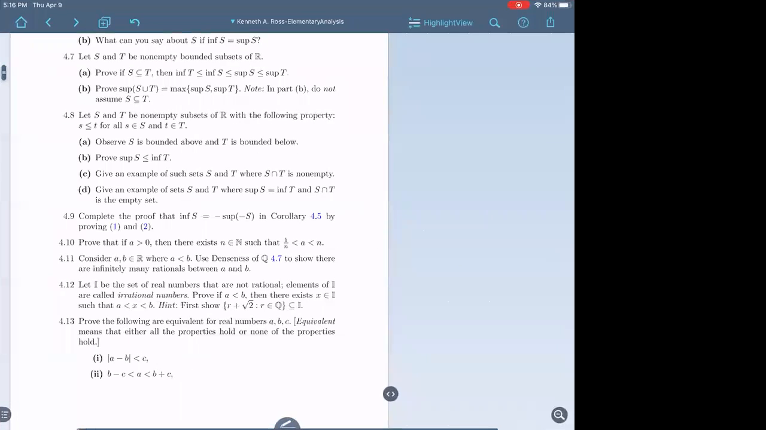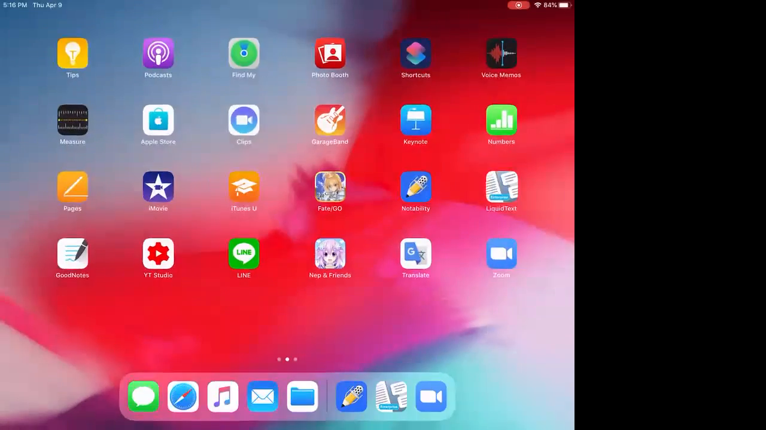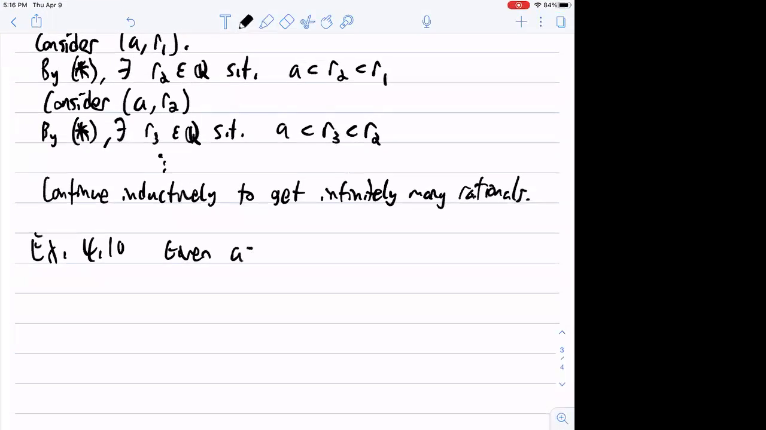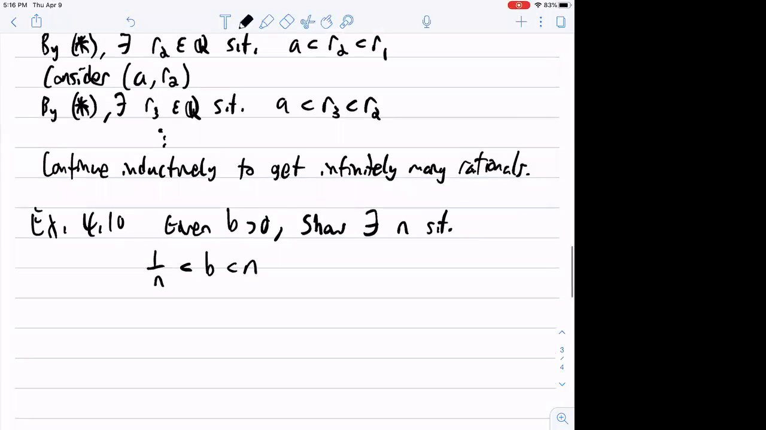So given A greater than 0, show there exists n such that 1 over n less than. So I'm going to change this to B, okay? This is B. So given B bigger than 0, there exists n such that 1 over n less than B less than n. So how are we going to do this?